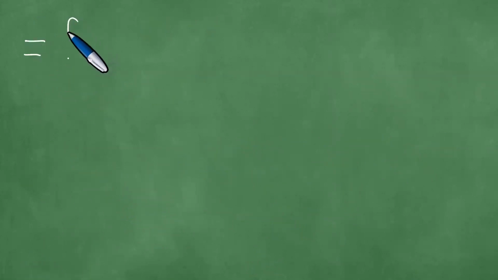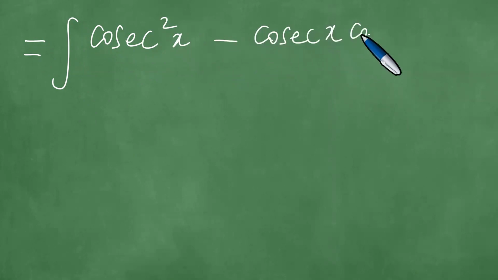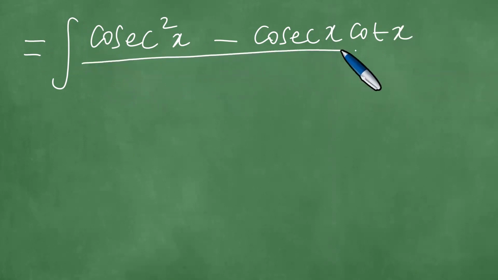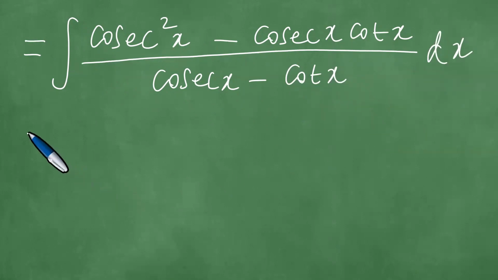Right, so we write cosecant squared of x minus cosecant of x times the cotangent of x, and you divide everything by cosecant of x minus the cotangent of x with respect to x.